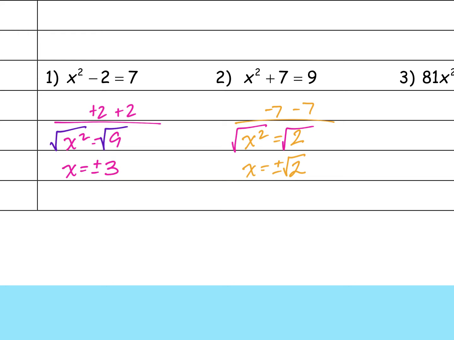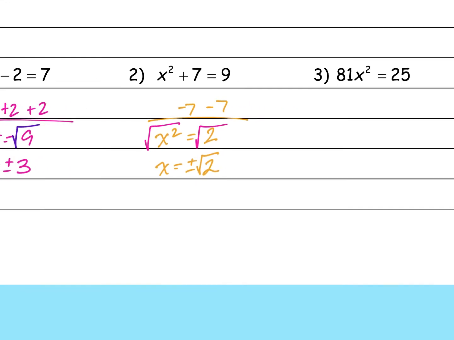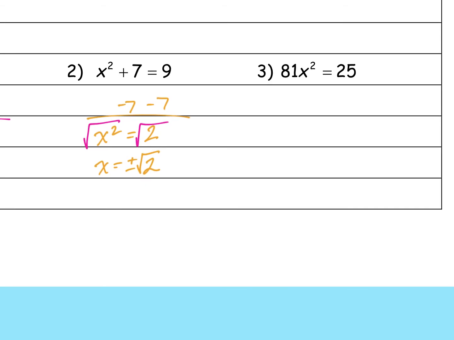And then on number 3, we divide by 81. And I get x squared equals 25 over 81. Square root both of them. And x is going to equal plus or minus 5/9. 5/9, yeah, that's right, 5/9.